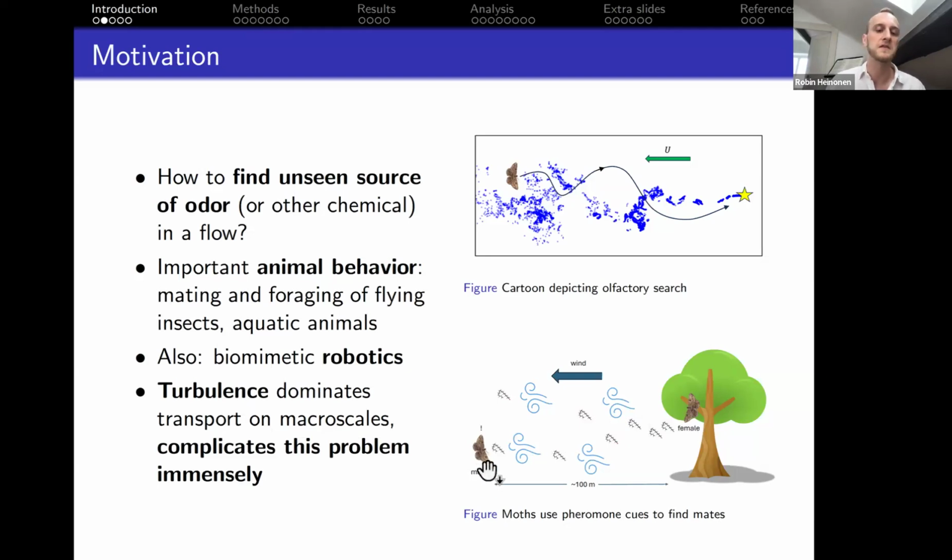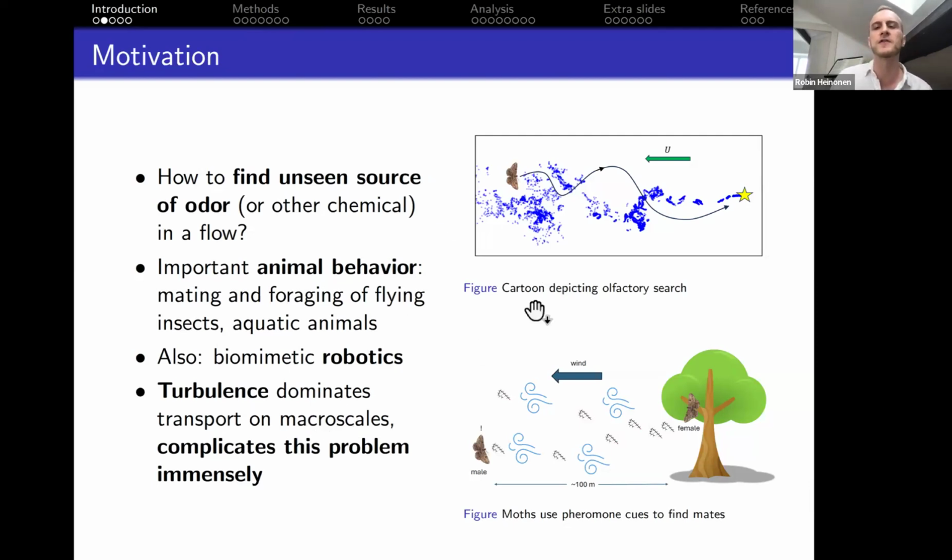and the males, smelling this, will begin flying upwind, using this pheromone to track the females, and they're able to do this on distances which can exceed 100 meters, which is quite extraordinary, especially considering the fact that on such macro scales, turbulence dominates the transport of passive scalars, which complicates this problem immensely.